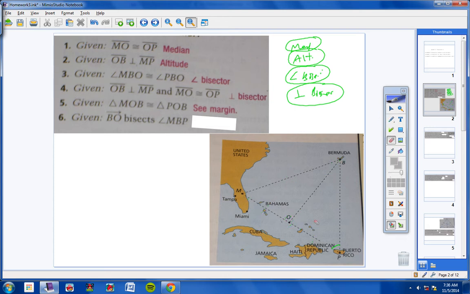Okay, continuing on. BO right here bisects angle MBP. So this whole angle here is cut in half by BO. Yes, this angle here is congruent to this angle here, so we have an angle bisector. Okay, moving on to number 7 through 10.